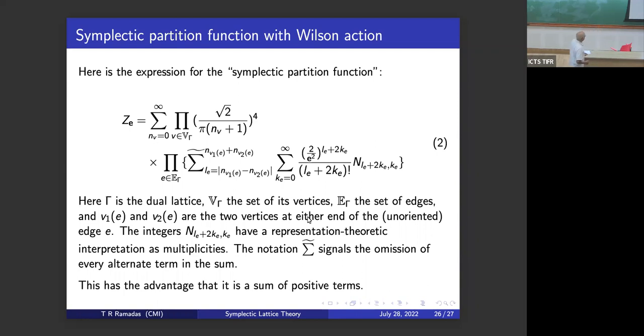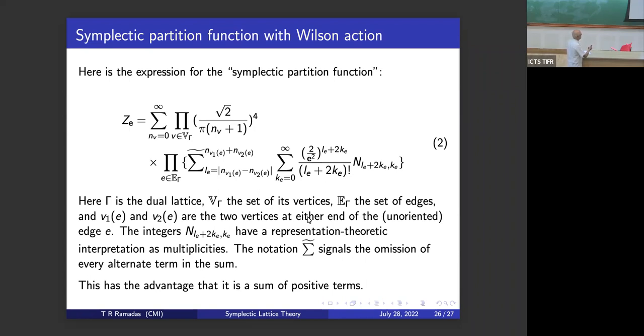So now, what does this correspond to? Let us parse this expression. Let me guide you through it. This is just the partition function. For every vertex of the dual graph, where V gamma is the set of vertices of the dual graph, you have an integer that runs from 0 to infinity. So an assignation of an integer to every vertex of the dual graph is a configuration for this dual theory.